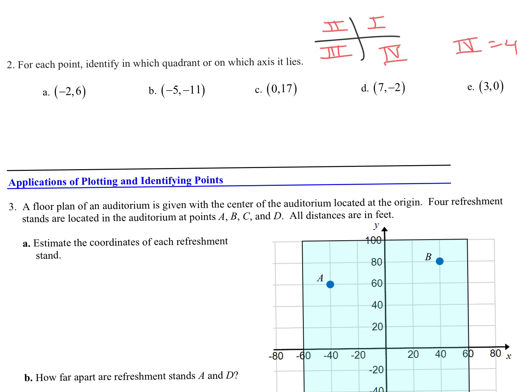All right, so this is Roman numeral for 4. For negative 2, 6, that would be to the left and then up, and so that's going to be in quadrant 2. Okay, and then for negative 5 and negative 11, that's going to be to the left and also down. If I went to the left and down, I would fall into this quadrant, which is quadrant 3.